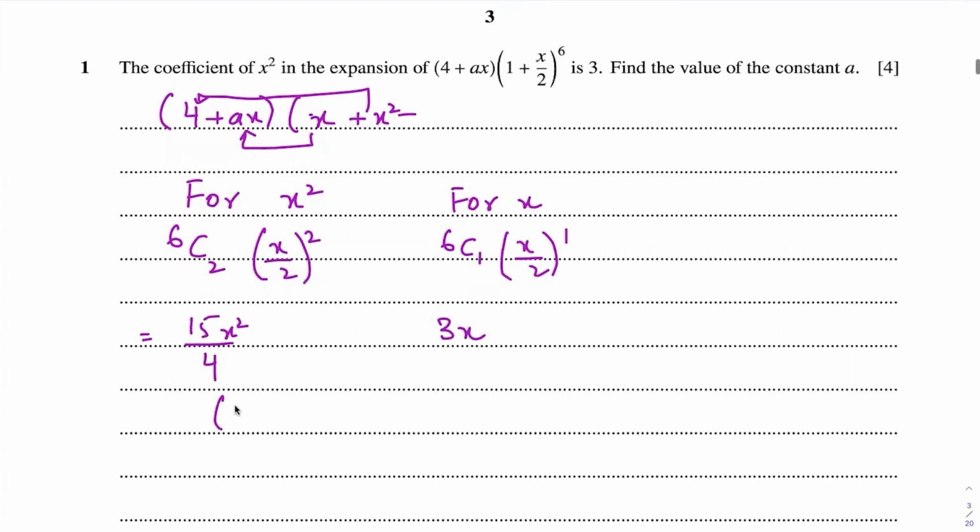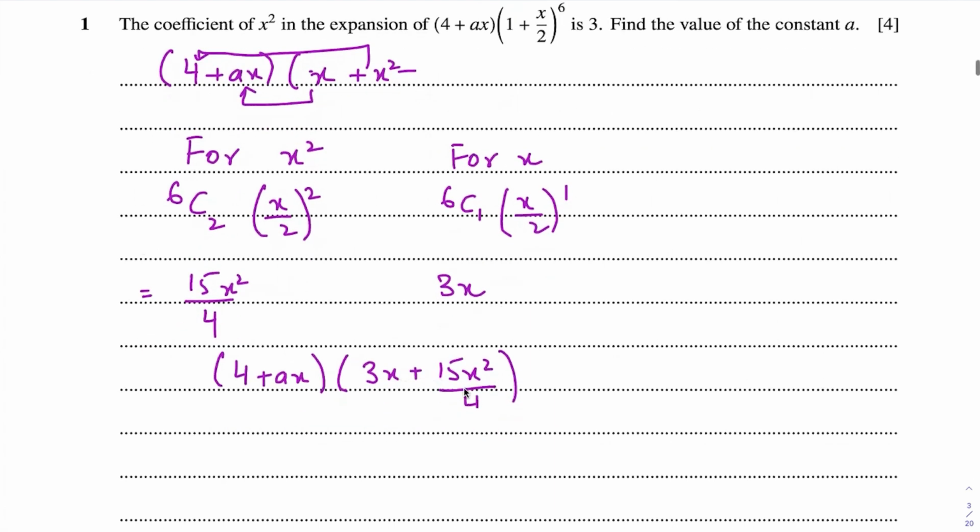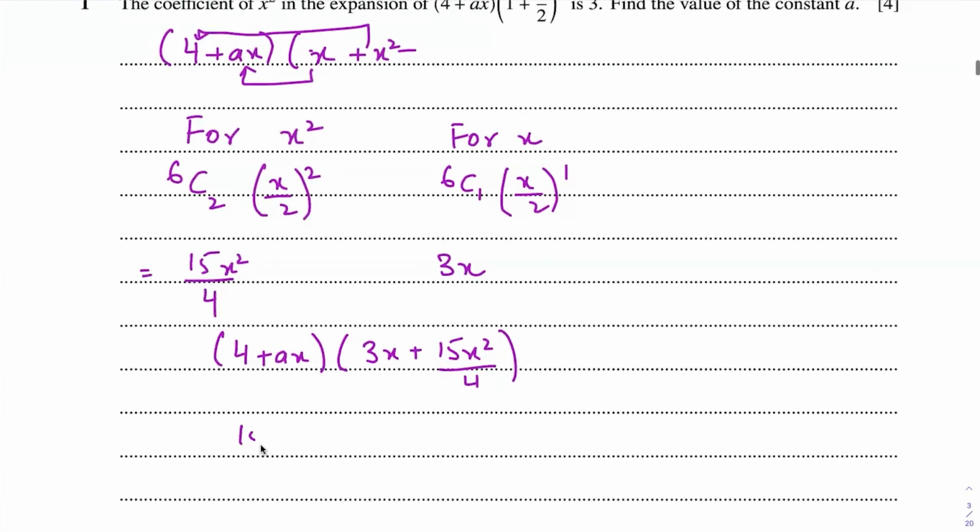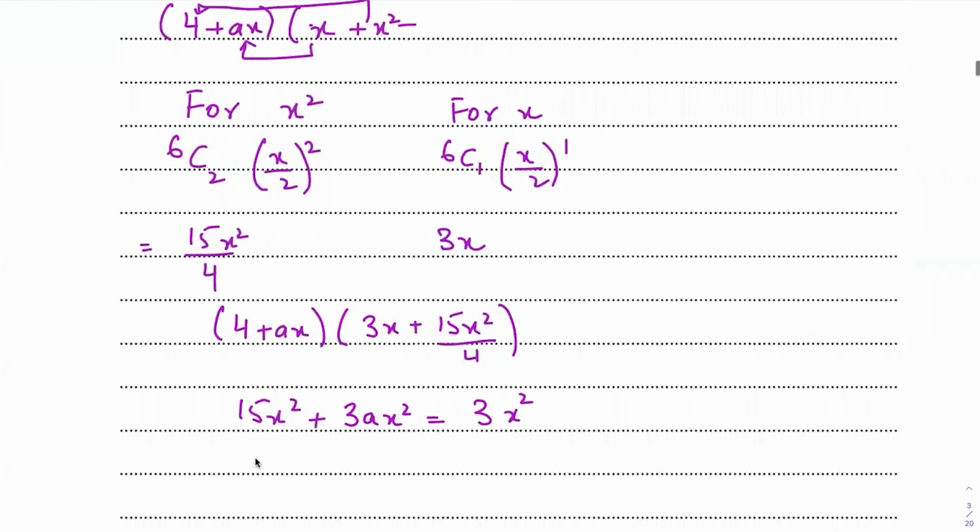So we'll write (4 + ax) multiplied by (3x + 15x squared upon 4). Now multiplying 4 by 15x squared upon 4, we will get 15x squared, and 3x multiplied by ax will give us 3ax squared. And this will be equal to 3x squared. So taking x squared common, we'll get 15 + 3a is equal to 3.